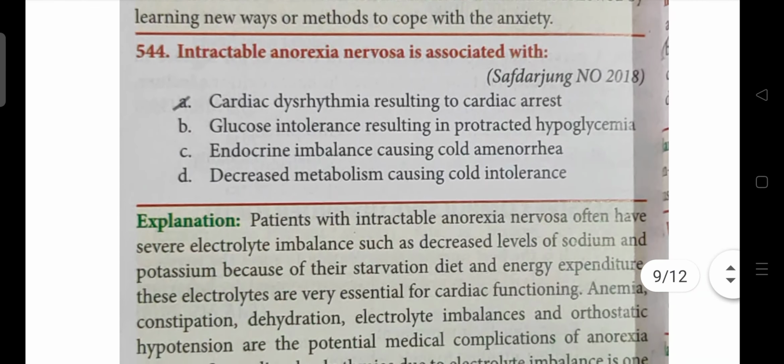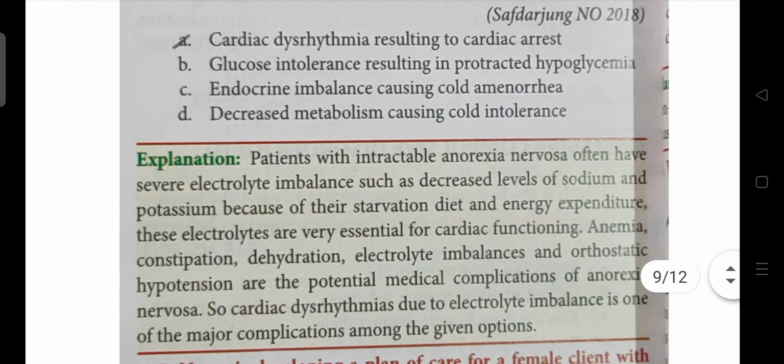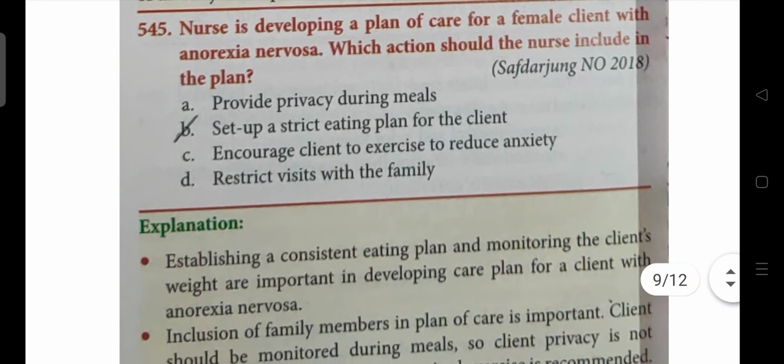Next, anorexia nervosa is associated with cardiac dysrhythmia resulting in cardiac arrest. Next, a nurse is developing a plan of care for a female client with anorexia nervosa. Which actions should the nurse include in the plan?